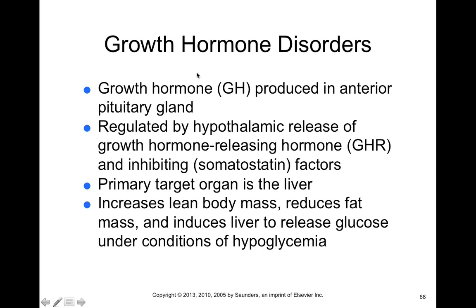So let's talk about some growth hormone disorders, you guys. Now, growth hormone is produced by your anterior pituitary gland, and it's stimulated to be released by growth hormone releasing hormone by the hypothalamus. Its main target is the liver and skeletal tissues.